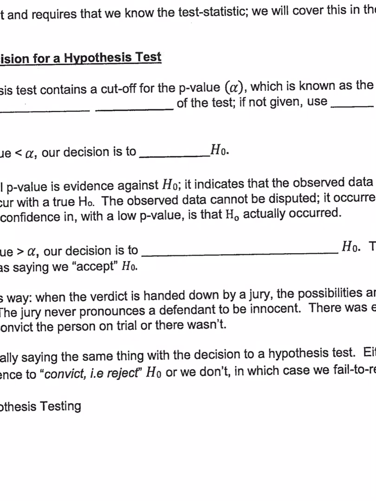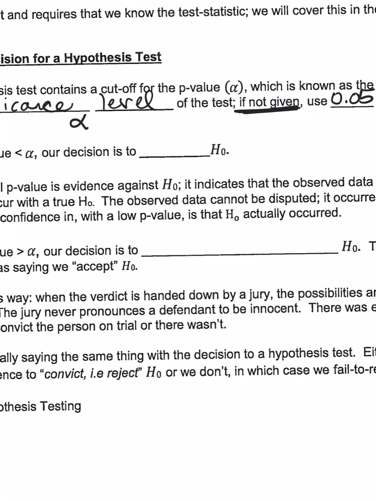Every hypothesis test includes a cutoff for the p-value, okay? Which is known as the significance level. Get it? It's a significance test. And we call this alpha. Significance level is the Greek letter alpha. And it is typically what percent? 5%. So we use 0.05 usually if it's not given. Now what if it gives me a different p-value? Use that. Otherwise we use 0.05.